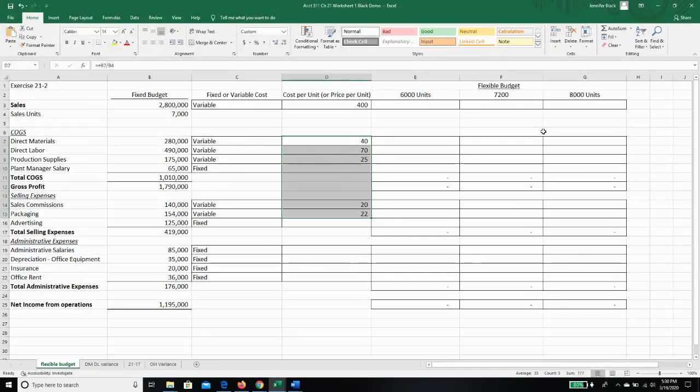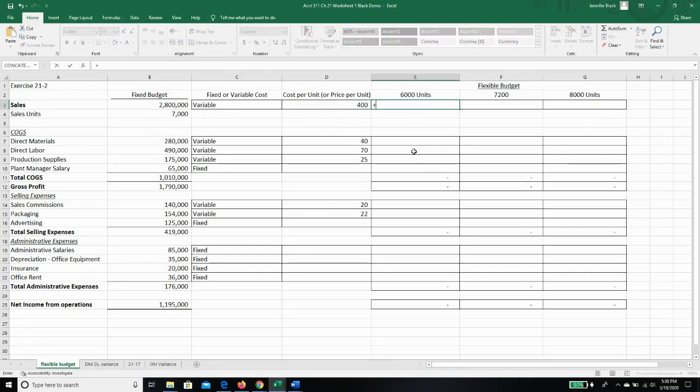So now when I want to create my flexible budget, I just take the number of units and I multiply it by my price per unit or my cost per unit. So I know that I sell my goods for $400 a unit times the 6,000 units of my flexible budget. Right there's my 6,000 units. So I know if I sell 6,000 units, my sales will be 2.4 million. All right, I'm going to go through and do the exact same thing for all of my variable costs.